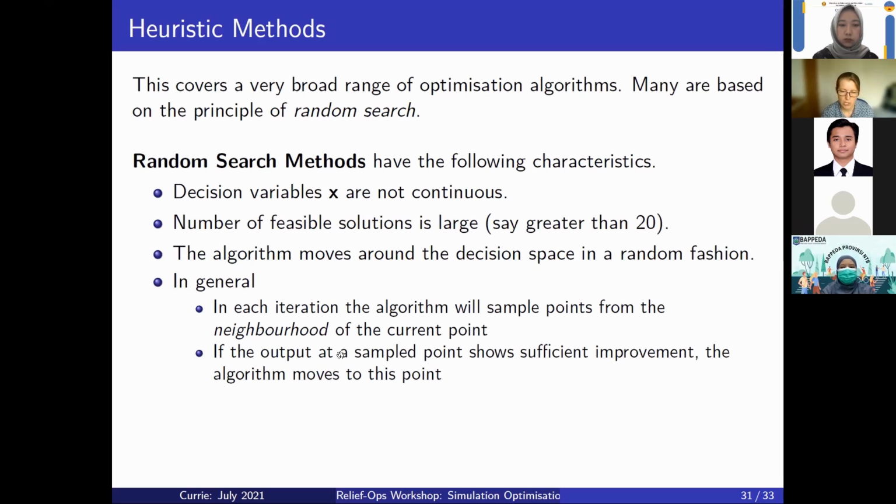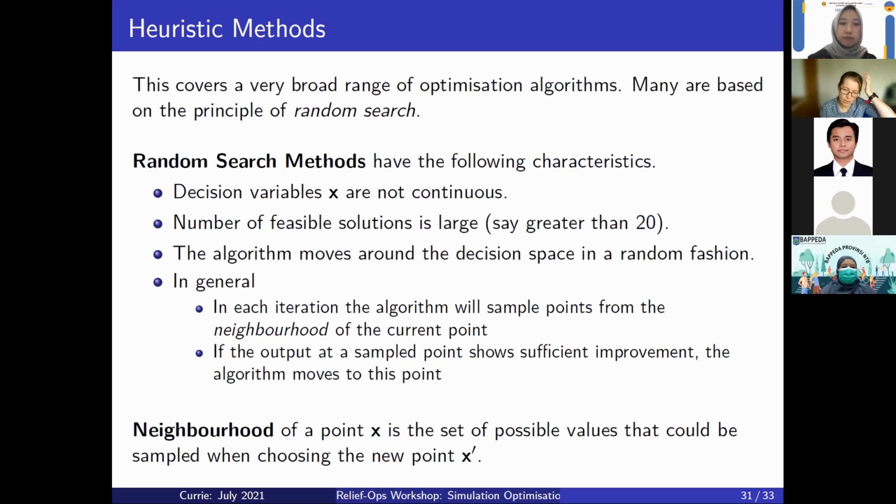In general, in each iteration, the algorithm will sample points from the neighbourhood of the current point. This is where understanding the structure really helps with getting the simulation optimization method to work well. How you choose that neighbourhood can be quite important and can be quite dependent on the structure. If the output at a sample point shows sufficient improvement, then the algorithm will move to this point. So we come to ideas and algorithms like simulated annealing, for example. Has there been enough improvement? Yes, I will move to that point. Or no, maybe it's not better, but I'll move to it with a set probability. So there's randomness in the algorithm as well as randomness in the output.